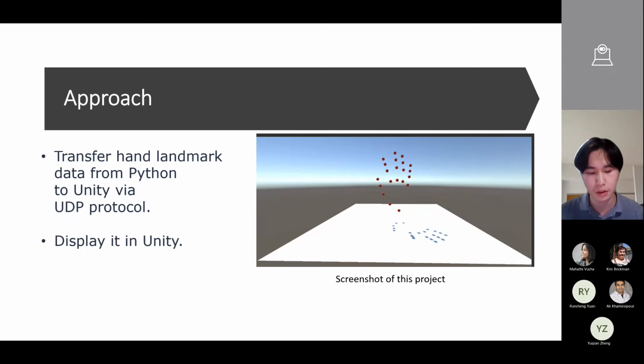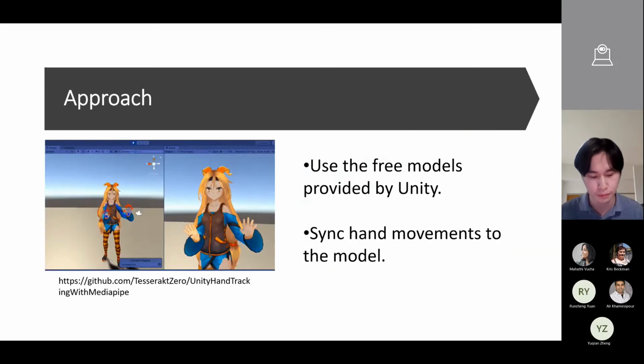Then in Unity, the information is transferred from Python to Unity with UDP. Then the locations of the 21 landmarks are shown in Unity, just like the picture. And finally, I will use the free model provided by Unity. I can synchronize my hand pose with the pose of the hand in the model.